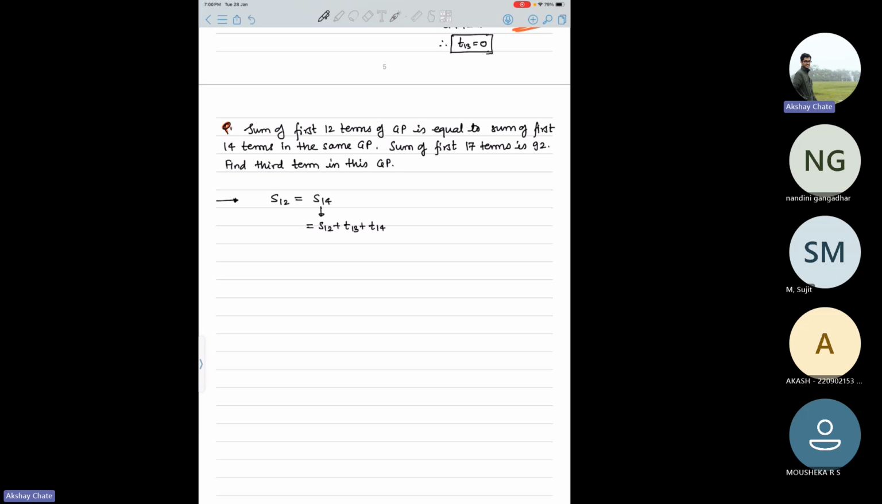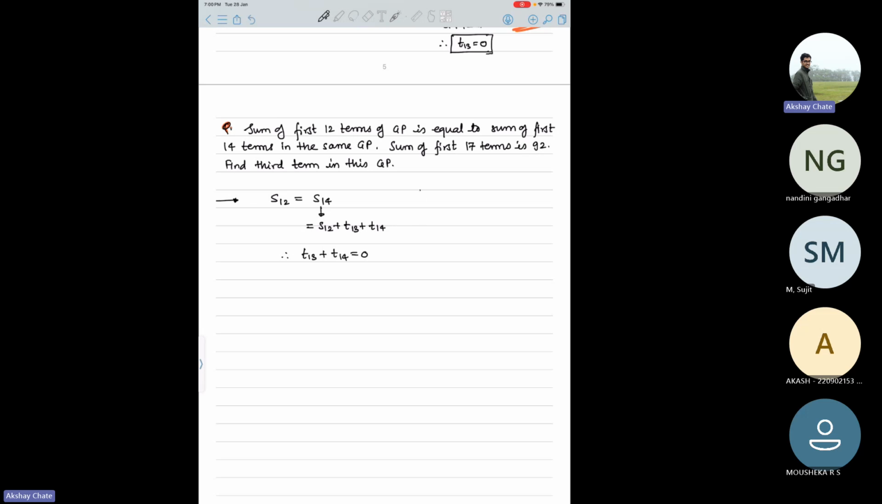Then S12 gets cancelled, and what you get from here is T13 plus T14 is 0. So whatever is the sign of the 13th term, the next term will be exactly the opposite: the exact same magnitude with opposite sign. Okay, so that is fine.